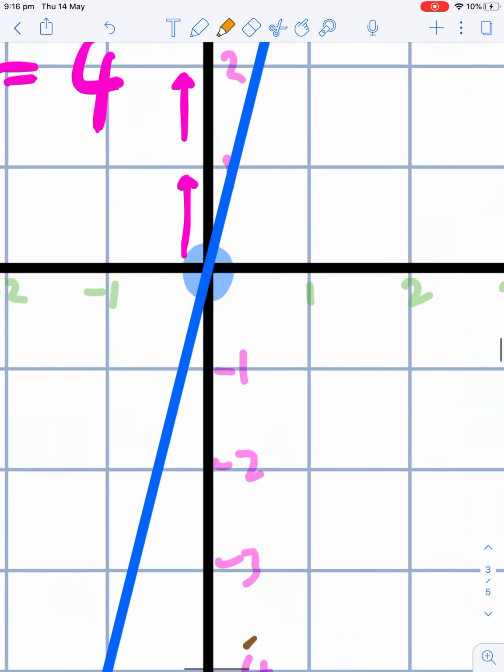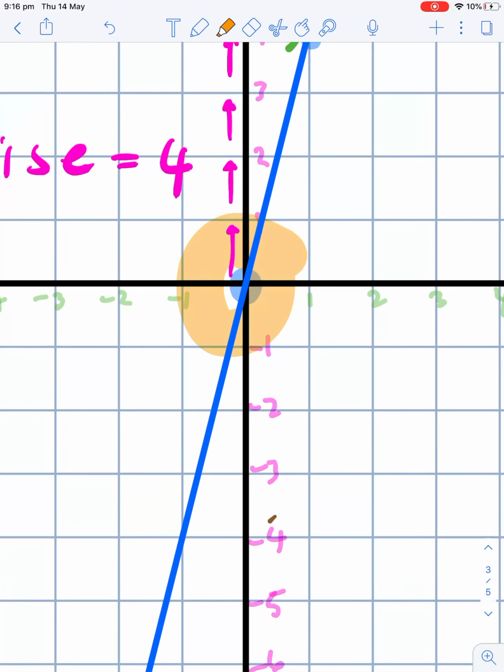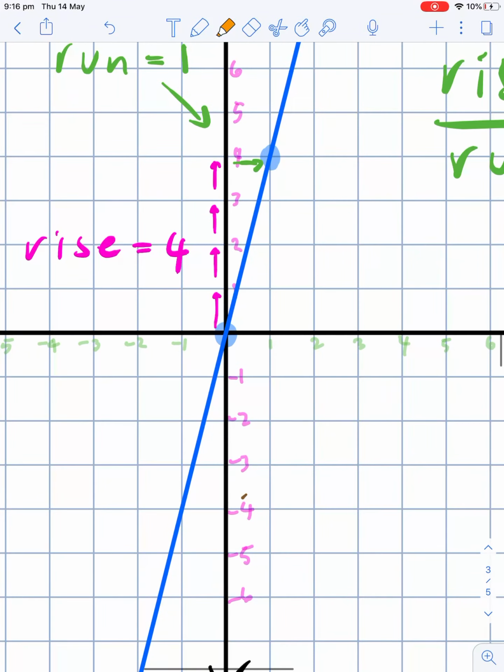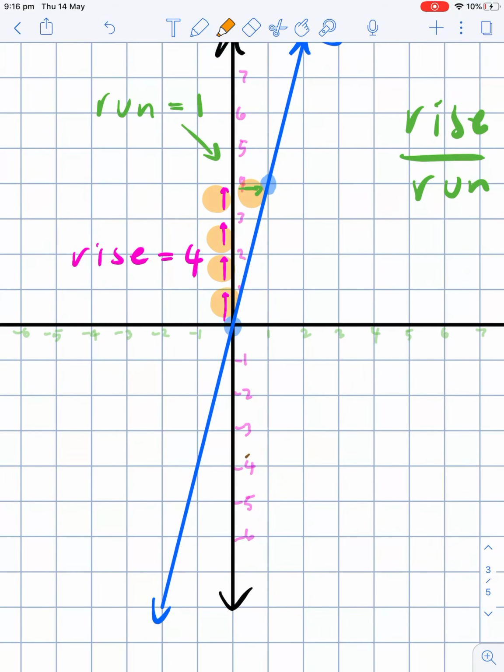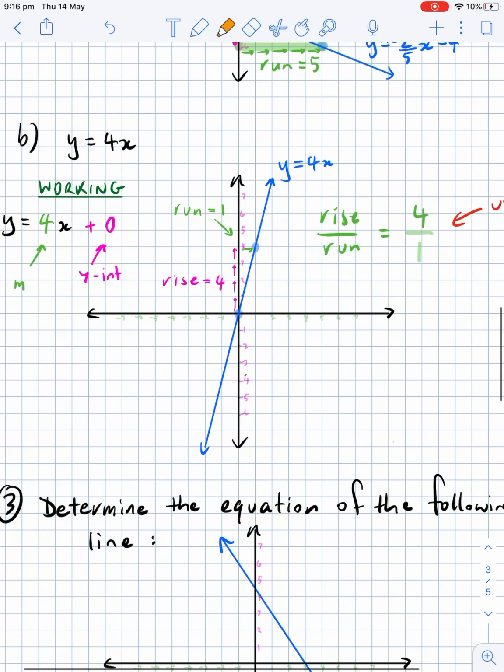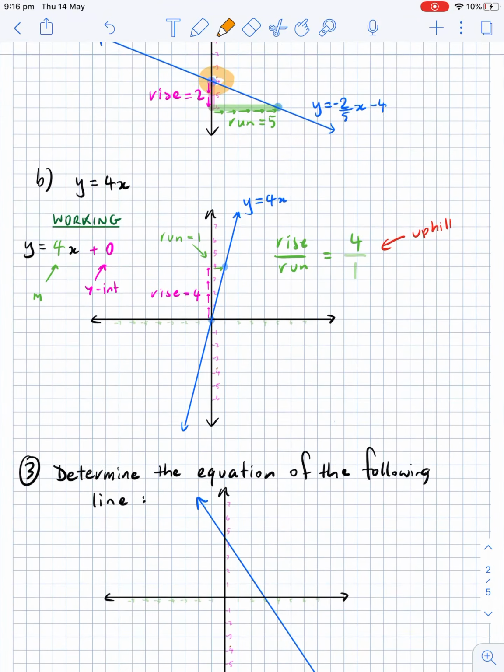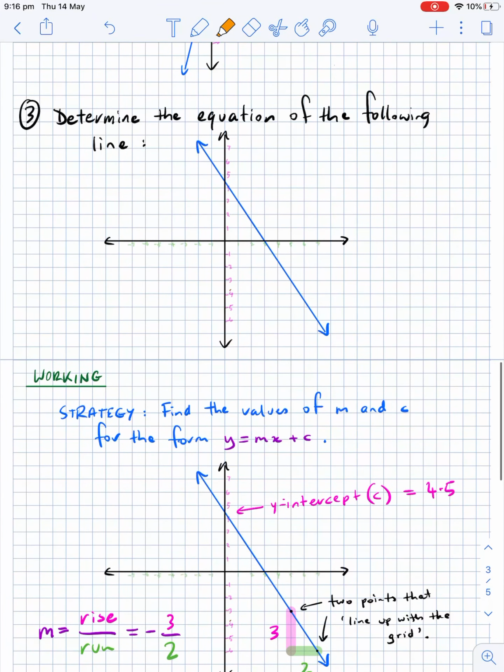So from our origin, from this point here that we've started with, we want to rise 4: 1, 2, 3, 4, and we want to run 1. We end up at this point right here, and so we can therefore use this point and this point to make a straight line. So we just put a straight line through those points, and we get our equation. That is the line y equals 4x. Done. Okay, moving on. Question 3, determine the equation for the following line.